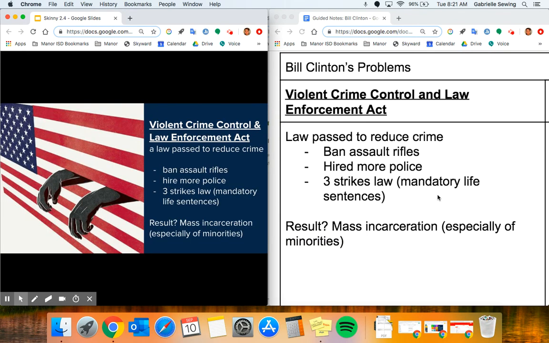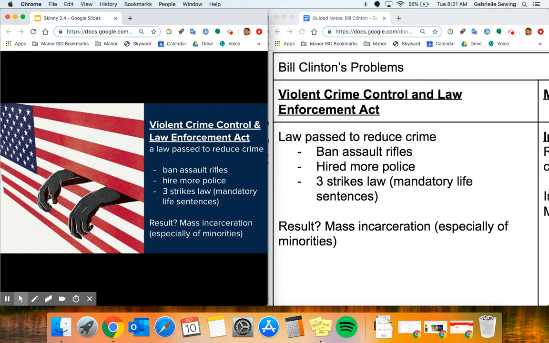Now I'm going to hit you with 2 of the negatives. So first off, we previewed this a little bit earlier: the Violent Crime Control and Law Enforcement Act was a law passed to reduce crime, right? And that sounds really good, right? Everybody can pretty much get on board with having less crime in the country. The problem from this bill is what happened because of the bill. This bill included a lot of good things, like it banned some assault rifles that were causing a lot of damage in the streets.